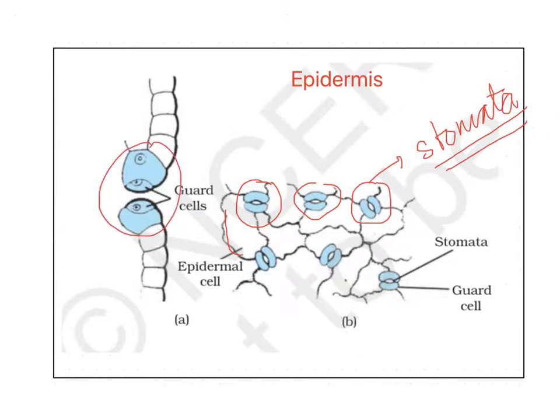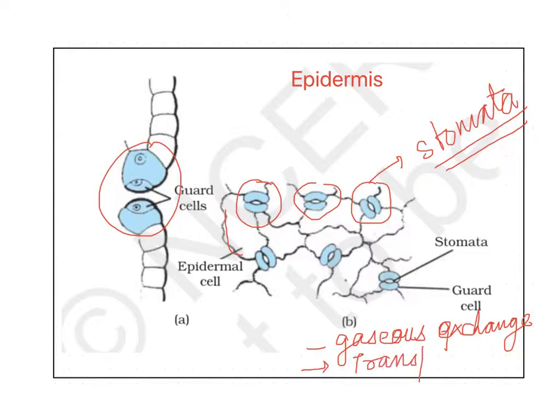Now, stomata is very, very important, dear students. Stomata is present on the leaves, and it brings about the gaseous exchange. There is exchange of gases that occurs through the stomata. Second, it brings about transpiration. If excess quantity of water is available inside the plant, that water will evaporate through the stomata. And third, it helps in photosynthesis.